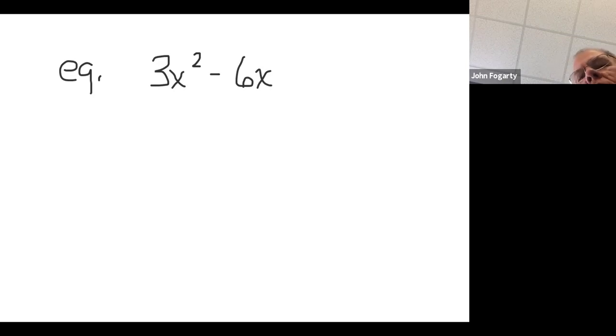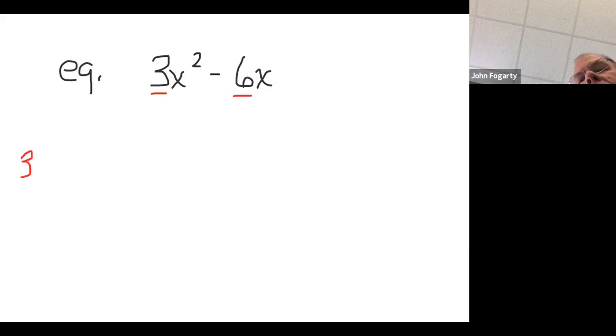So one way you can do that, well, I know that the greatest common factor is 3x, and you also need a 2, right? But you might not know what the greatest common factor is, or there are a lot of terms, so I want to make sure I don't make a mistake. So one way you can do it is look at the coefficients, 3 and 6. What's the biggest number that goes into both of those?